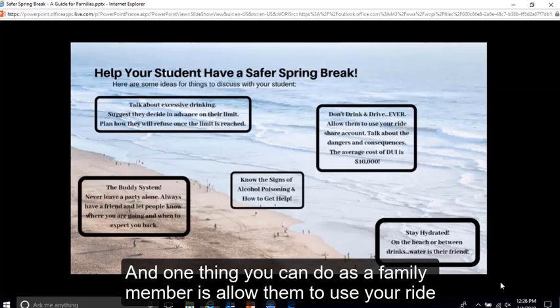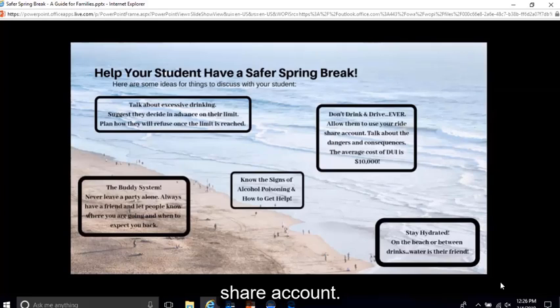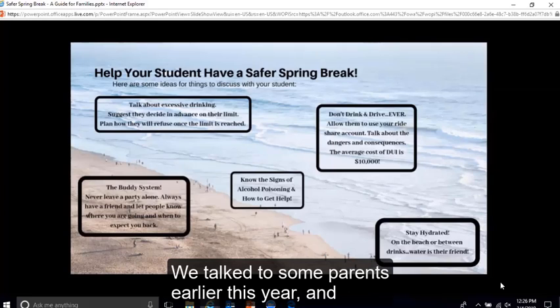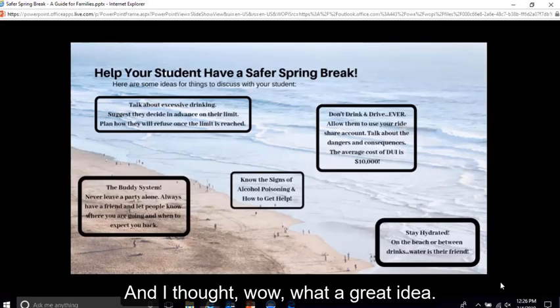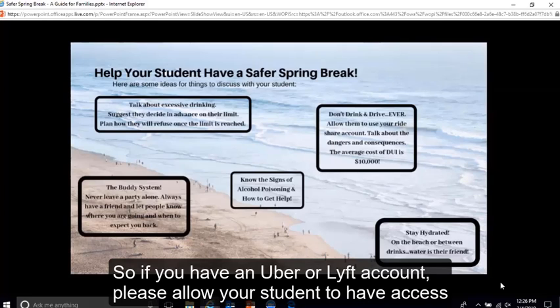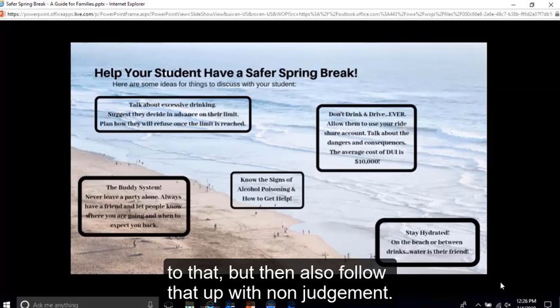And one thing you can do as a family member is allow them to use your rideshare account. We talked to some parents earlier this year, and that was one suggestion that one of them had that they used with their student. And I thought, wow, what a great idea. So if you have an Uber or Lyft account, please allow your student to have access to that. But then also follow that up with non-judgment.